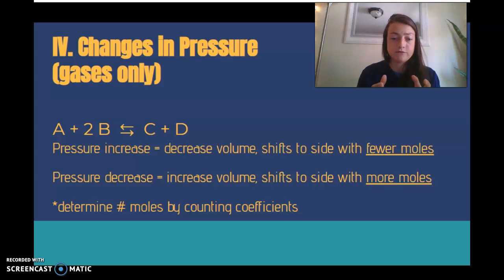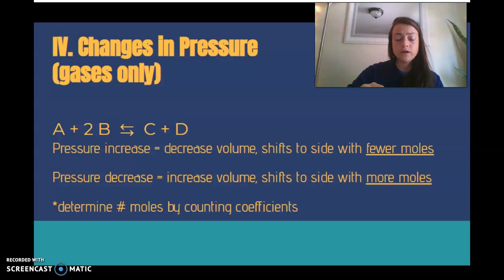You can't bring all of your friends. Versus if you wanted to eat out and you were going to go to a really large restaurant, then you're increasing the volume of your space and you can fit more people now. So your equilibrium in this situation is going to shift so that you can invite a ton of people. So that's how this is going to affect the amount of moles that you have.